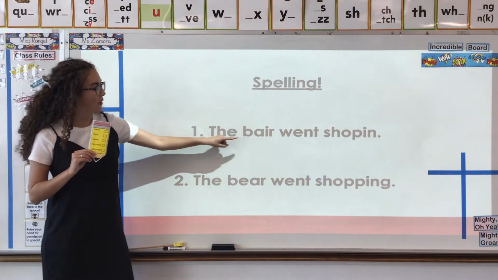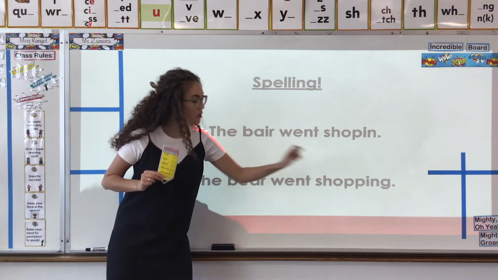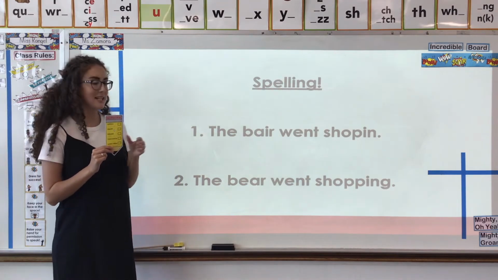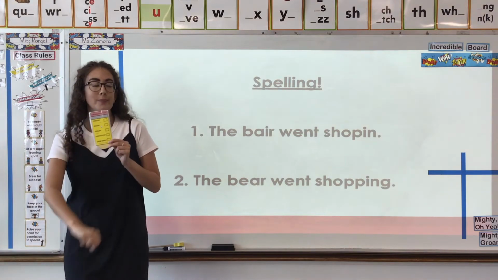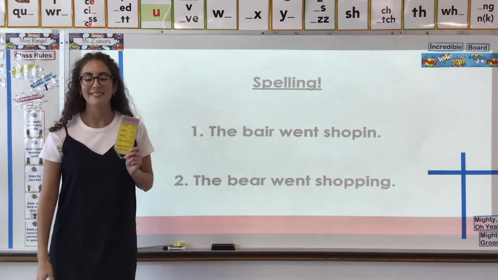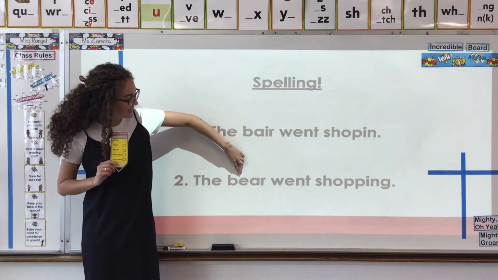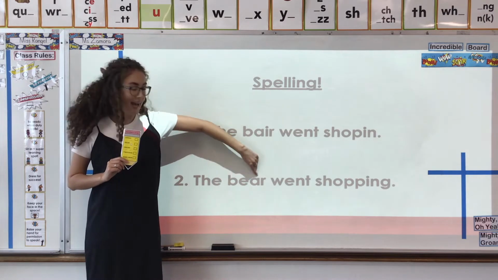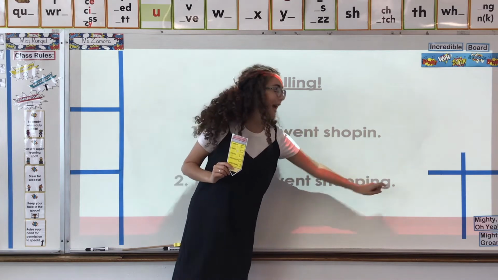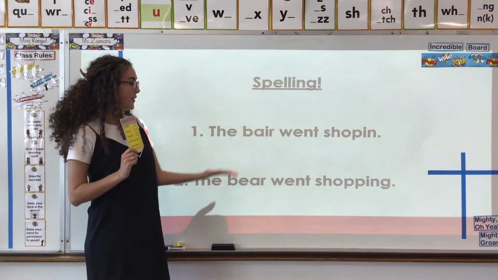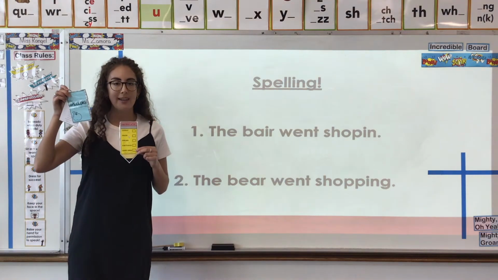Number 1, the bar went shoping. Number 2, the bear went shopping. Which sentence is spelled correctly? Number 1 or number 2? Number 2 is spelled correctly. It's B-E-A-R, bear. And then in shopping, there's 2 P's and a G at the end. These are words that we could find in our spelling dictionary.